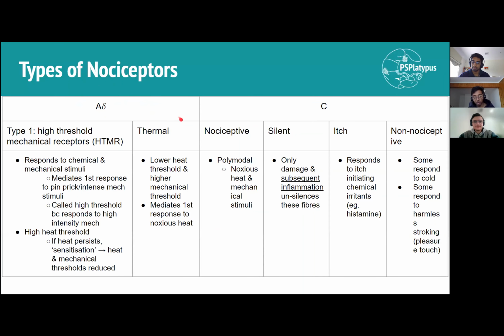So another type of A delta is thermal fibers. These have a slightly lower heat threshold as compared to the HTMR and a higher mechanical threshold. So it mediates the first response to noxious heat.